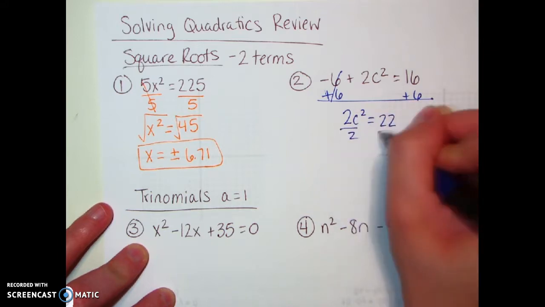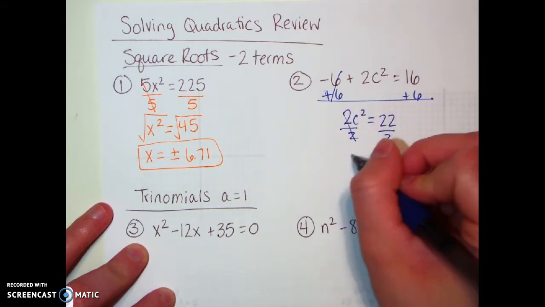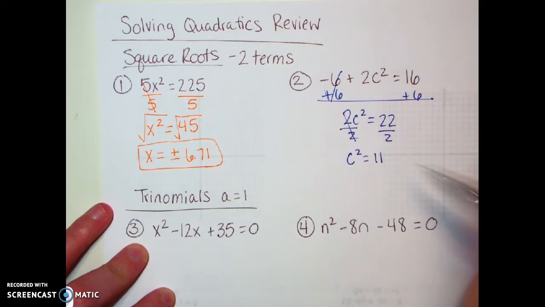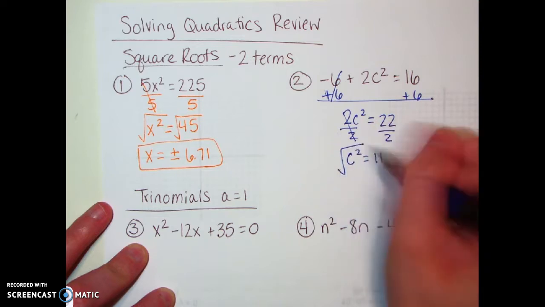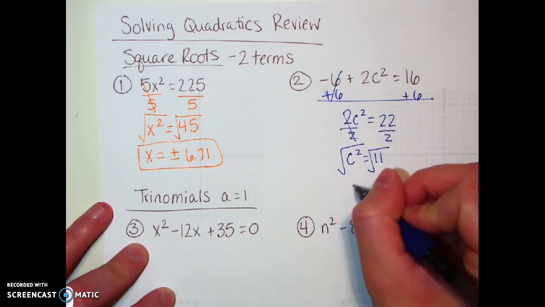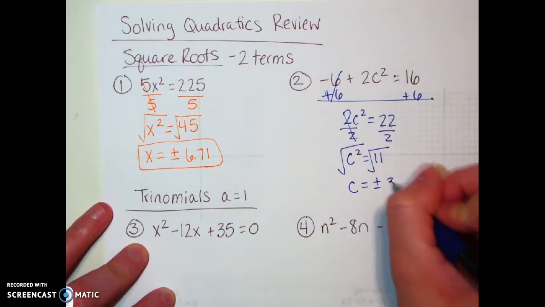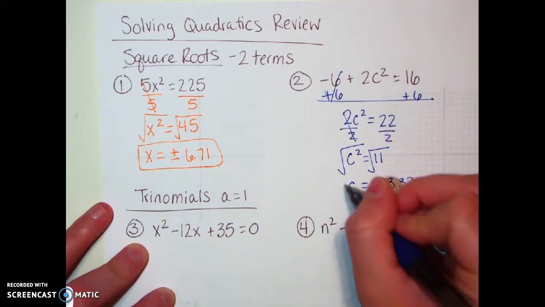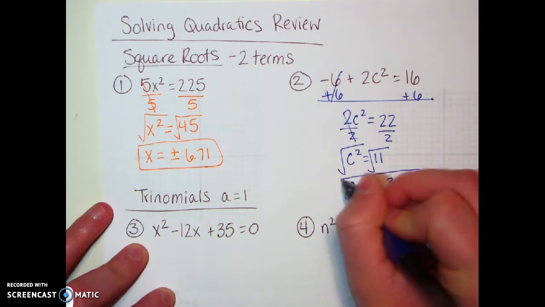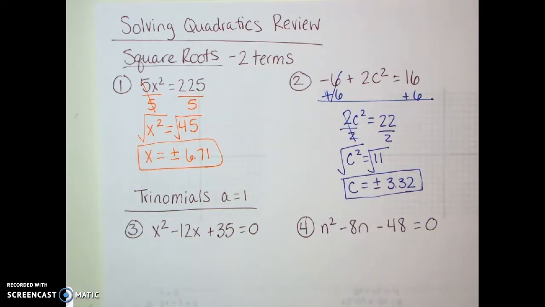Divide by 2. I get c squared equals 11. And the variable is by itself now, so I can do the square root of both sides. And so c equals plus or minus, and that's about 3.32. Okay, so that is the square root method. Just a quick review of that.